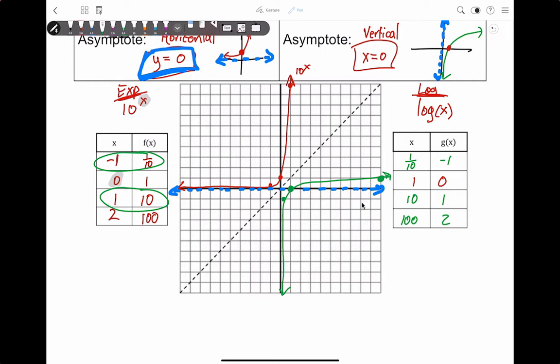Okay, so those are just the table values. Just wanted to show you real quick. And just remember that this has a horizontal asymptote of y is equal to 0, when I didn't draw it on this one yet. And this one has a vertical asymptote at x is equal to 0. All right, so let's keep going.